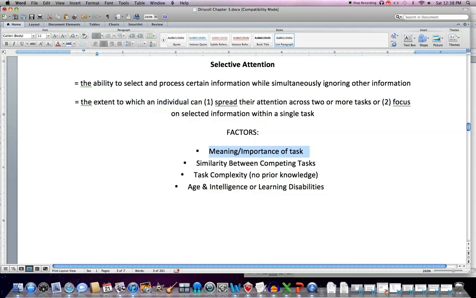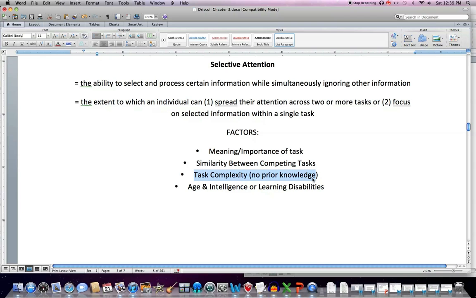Another factor that affects this is similarity between competing tasks. If you're trying to focus your attention or you're trying to make a decision about which two sources of information to pay attention to, if they're very similar, two people have a similar tone of voice, or the stimulus itself is similar in a lot of ways, it can be difficult to distinguish and to choose or be able to pay attention to both. So that's an important factor that affects your ability to enact selective attention.